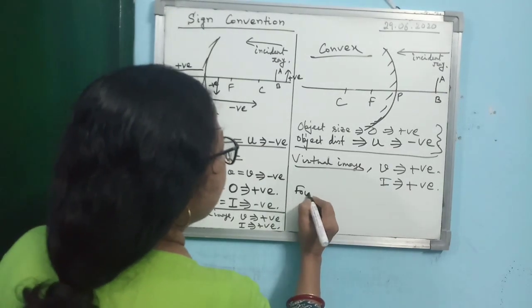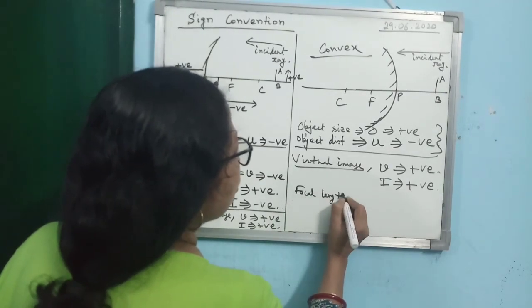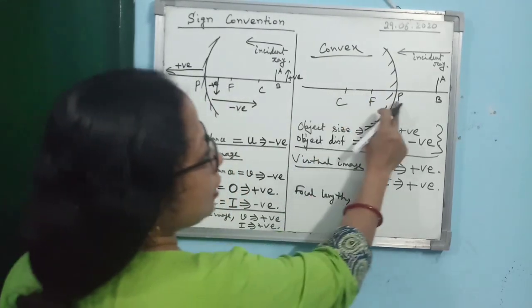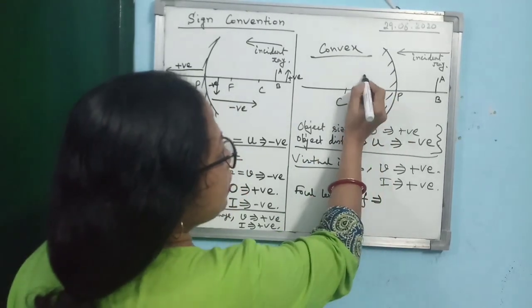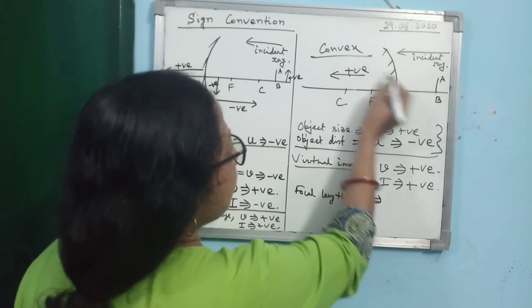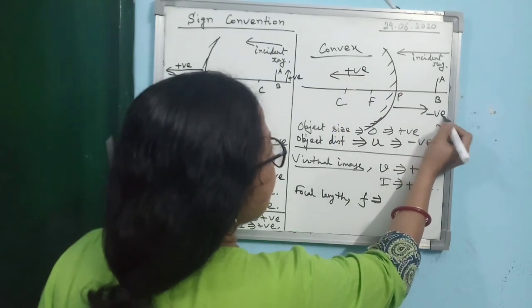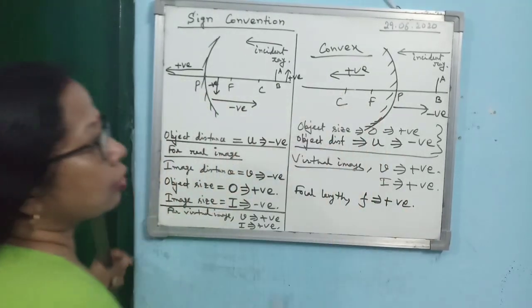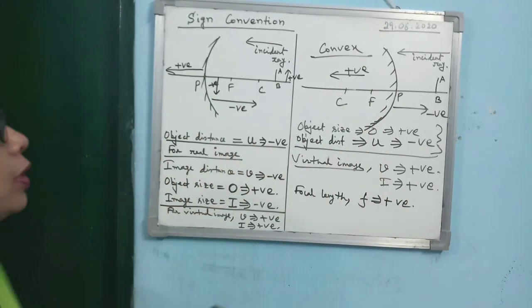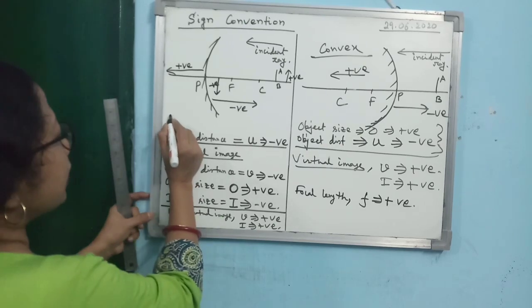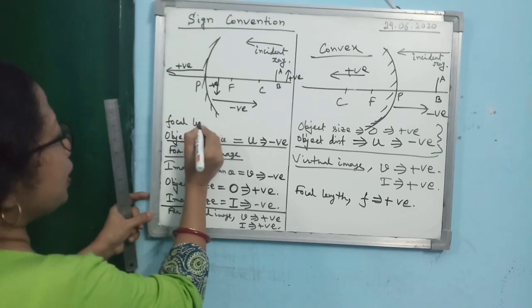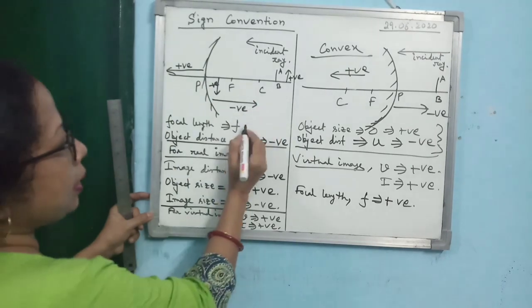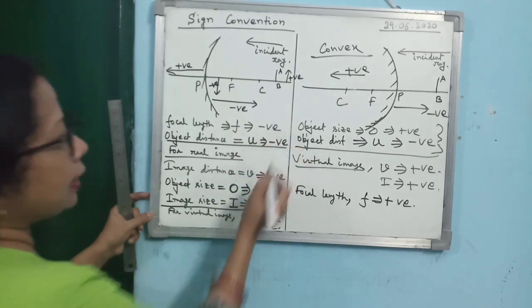I forgot to write for that one. For focal length, convex mirror first. For a convex mirror, the focal length is here. So you see this distance is positive and this distance is negative. So focal length is positive for a convex mirror. And for a concave mirror, in which direction is the focal length? It is in front of the mirror. So focal length is negative.